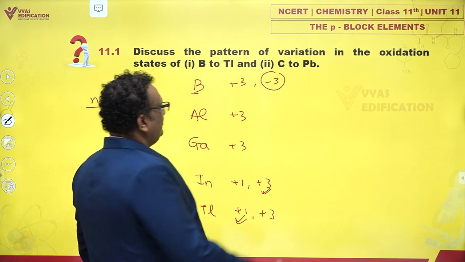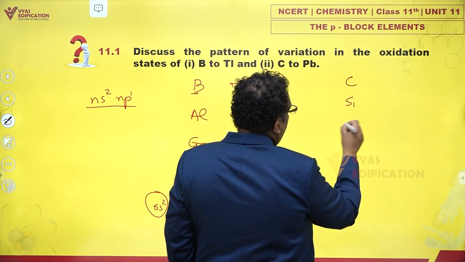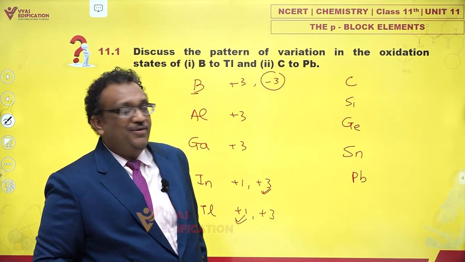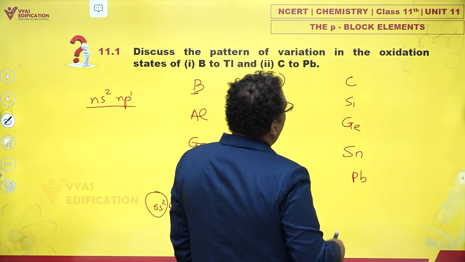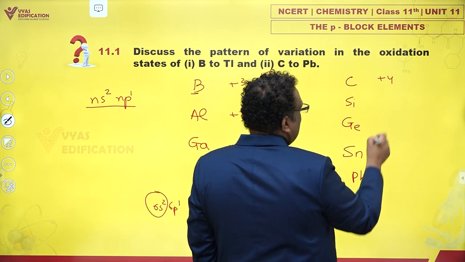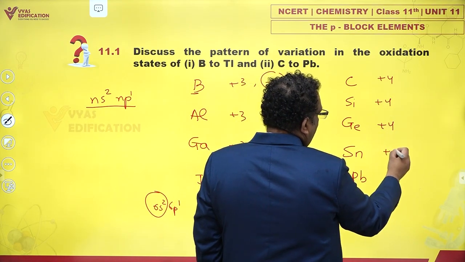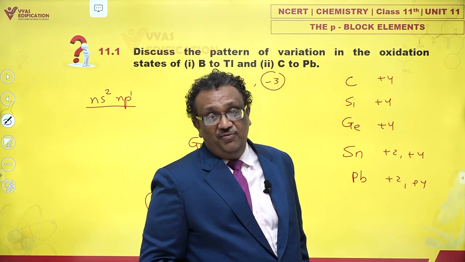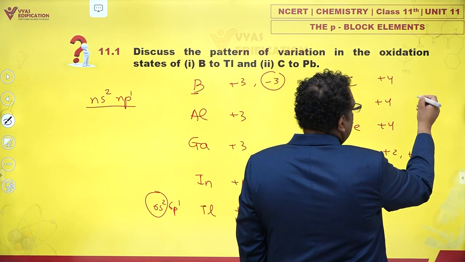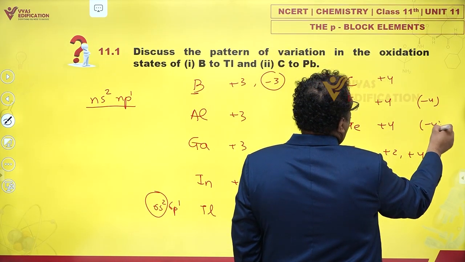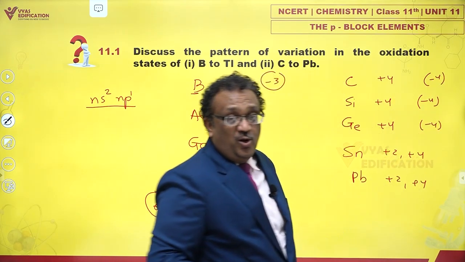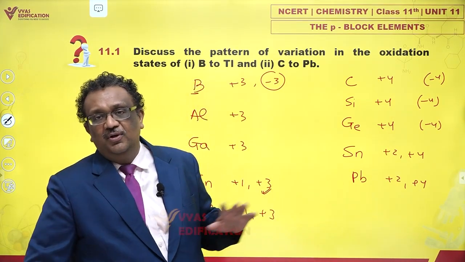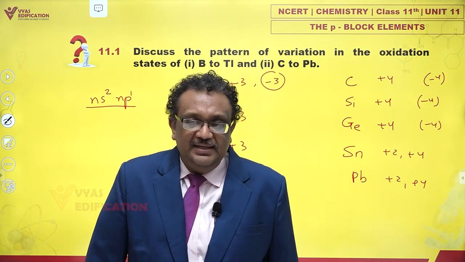Let's take a look. When you talk about carbon, there's a shortcut to remember the family. Carbon does show +4, silicon +4, germanium +4, tin +2 and +4, lead +2 and +4. Carbon actually shows a number of different states also, being the source of organic chemistry, carbon can show all the oxidation states from +4 to -4. So carbon is a very unique element in that sense.